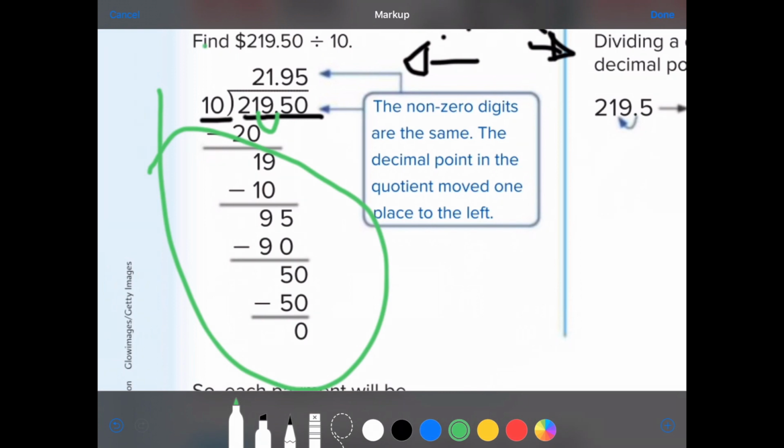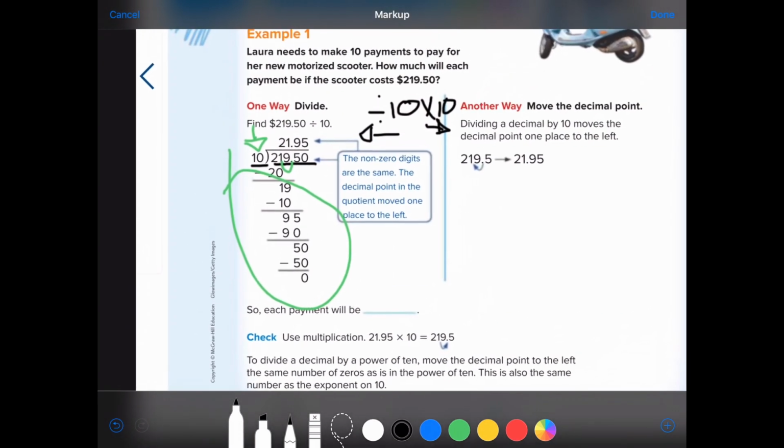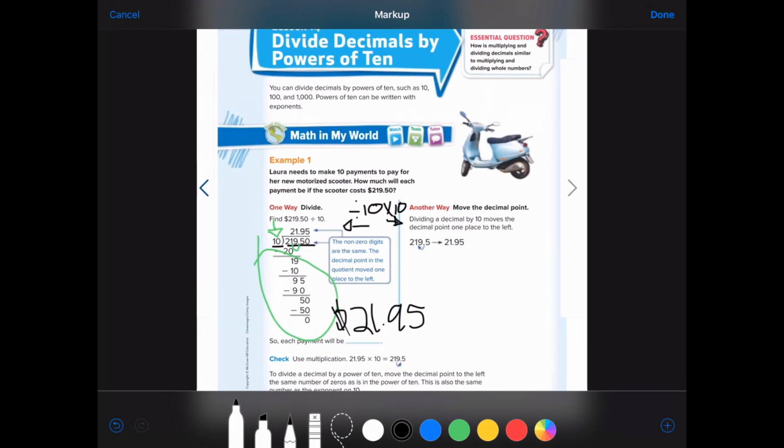What you need to do is look to see how many zeros there are, and that determines how many spaces left or right you're moving. Remember, division you move left, multiplication you move right. All right, let's begin. So, we need to determine that each payment will be $21.95. Join me on the next page, please.